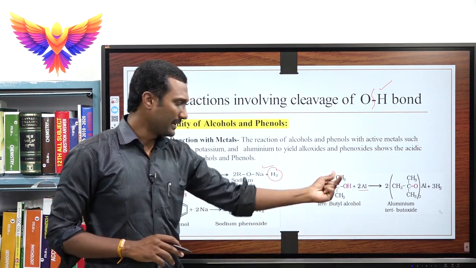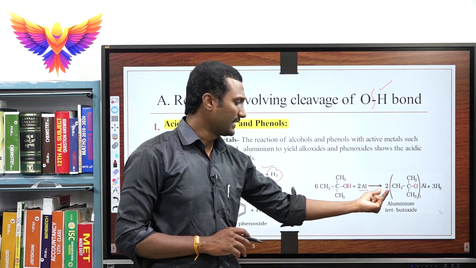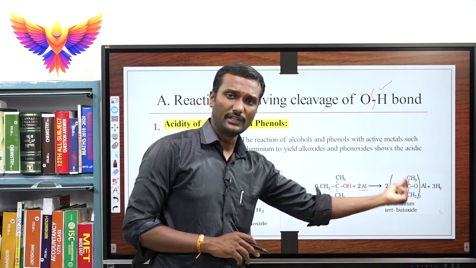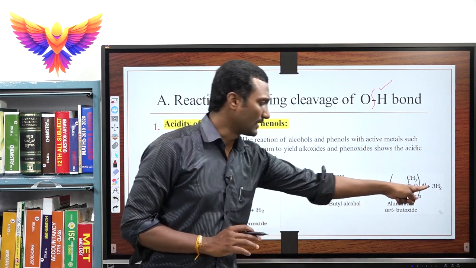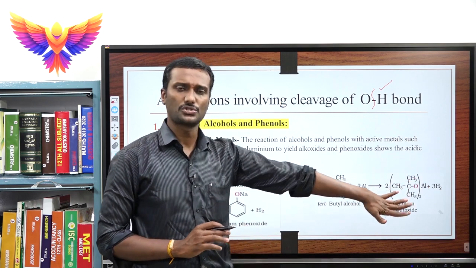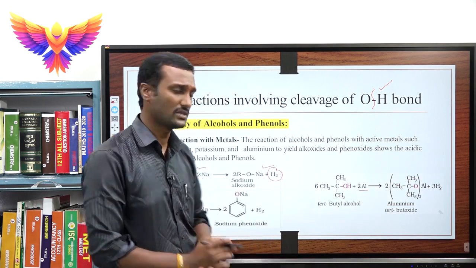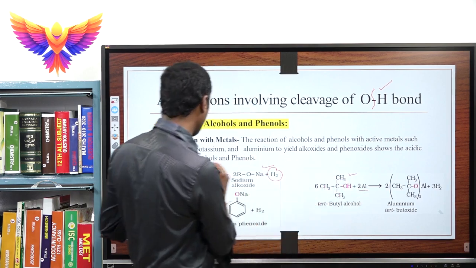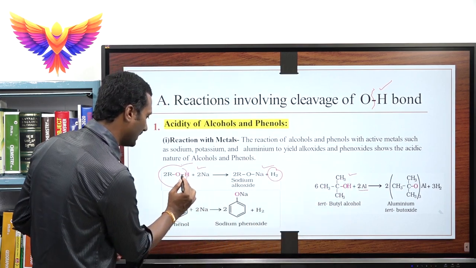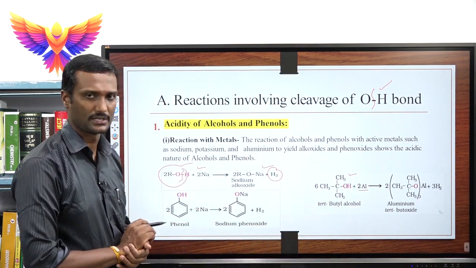When aluminium reacts with a tertiary alcohol, you get tertiary butyl aluminium oxide, plus hydrogen gas is liberated. This reaction, showing the liberation of hydrogen, means that alcohol is acidic in nature because of the cleavage between oxygen and hydrogen.